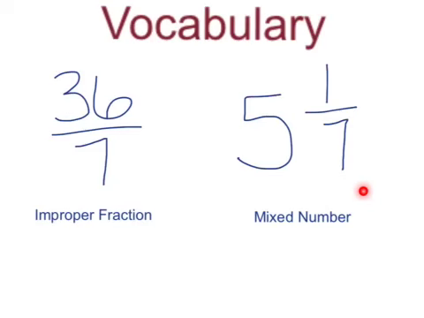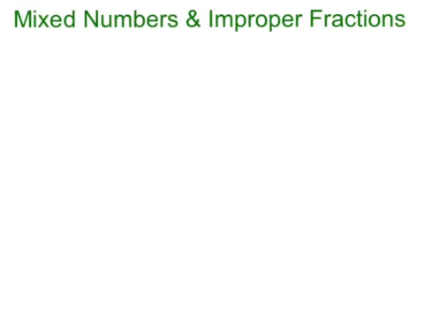Mixed numbers really stand for an addition algorithm with whole numbers and fractions. So 5 1/7 really means 5 plus 1/7. We just don't write the addition sign typically because we really don't need to. Now let's talk about how mixed numbers and improper fractions are related.